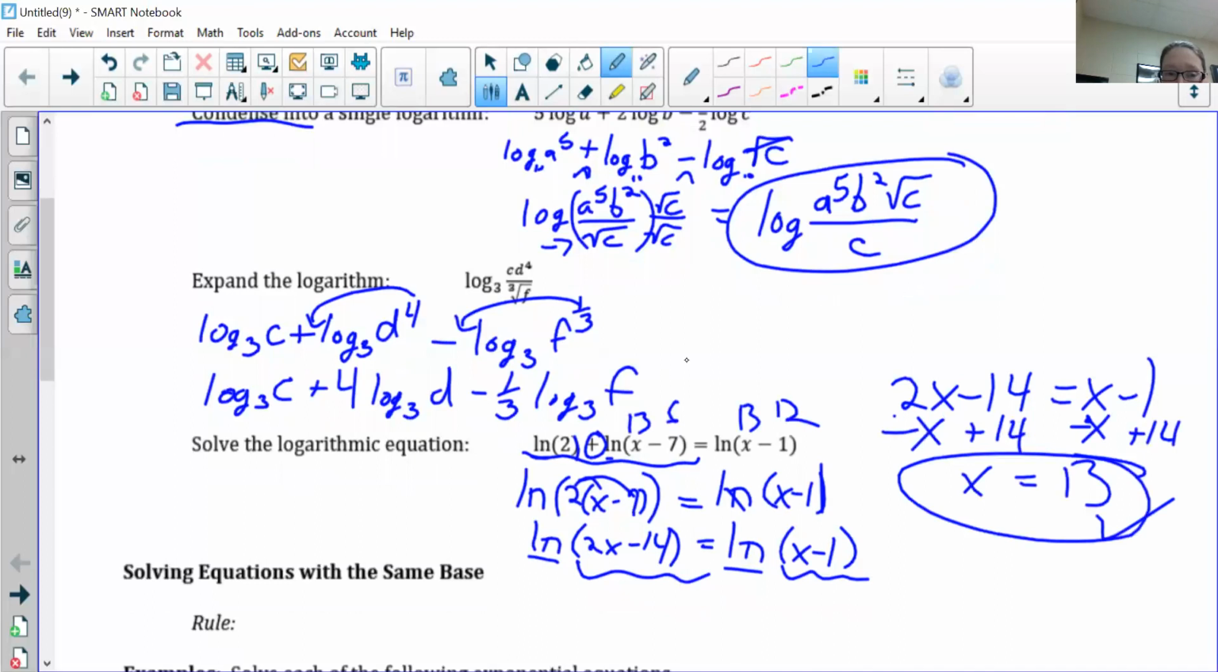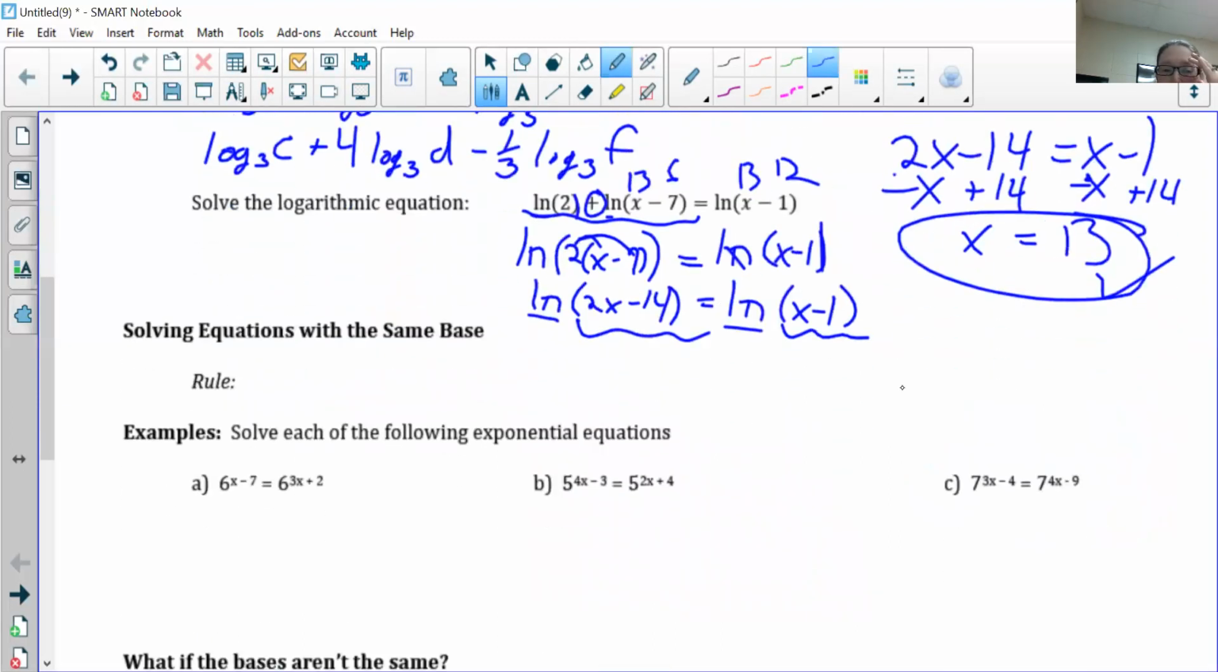All right, now that we've got the warm-up out of the way, let's take a look here. So solving equations with the same base. So our rule is that if a to the x is equal to a to the y, then we can just say x is equal to y. All right, do you follow me? Same base, different exponents. The exponents are equal to each other.